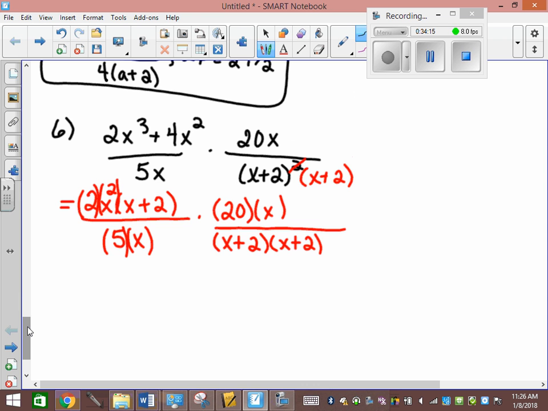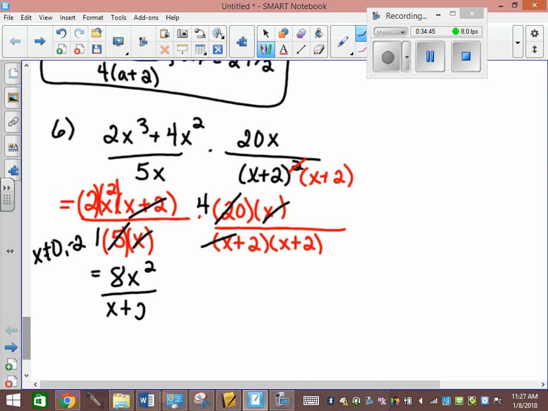You state your MPVs. X can't equal 0 or negative 2. 1 for 1. You can't take 2. An x for an x. Could I have taken an x off the x squared? Yes, but only one of the x's. Because x squared means x times x, just like x plus 2 squared means x plus 2 times x plus 2. The 20 and the 5, I can take a 5 out. 5 divided by 5 is 1. 20 divided by 5 is 4. And I'm left with 8x squared on the top. And on the bottom, I'm left with x plus 2. And x can't equal 0 or negative 2.